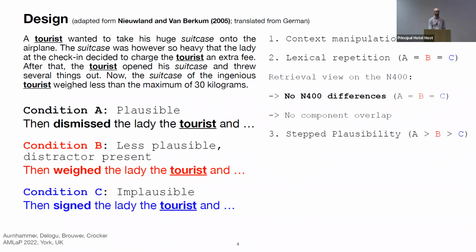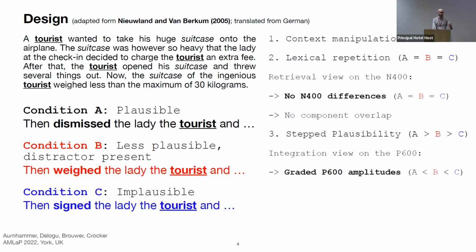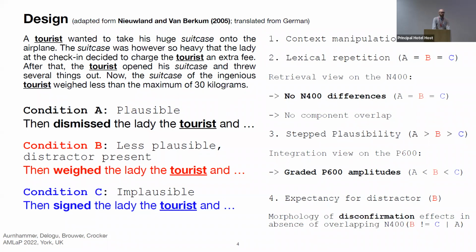Now, of course, the main manipulation that we employed was the step plausibility pattern, right? A is more plausible than B is more plausible than C. And based on the integration view of the P600, we expect that the amplitudes of the P600 should exactly pattern with that. Now, lastly, I already said there's an expectancy for a distractor word in condition B. And again, because we hope that we can actually avoid N400 differences, this allows us to get a very clear view on any additional modulations that this expectancy effectively may elicit.